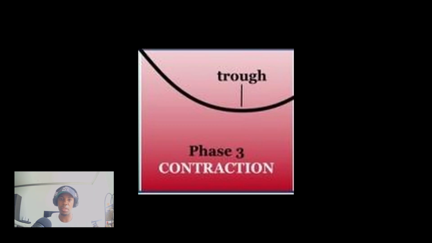Then comes the contraction, which is phase 3. And this forces companies to cut production in order to stay competitive. So as of June 2023, currently we are in a contraction phase, all right? There's a decline in production levels leading to a reduction in the number of employees.